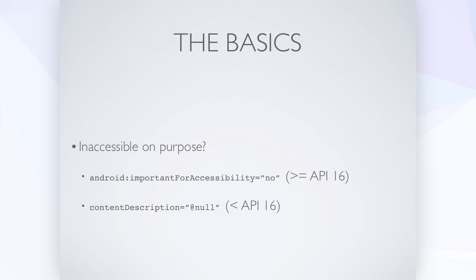So this can happen, and that's when you have two different ways to turn off accessibility. There's important for accessibility, which came into play in API 16, and you can just set that to no. If you're supporting before API 16, you can set content description to null. Both work. I've found a few bugs with both. They can be a little glitchy, but generally speaking, they work fine. And this will let you turn off any TalkBack that you don't want to hear.